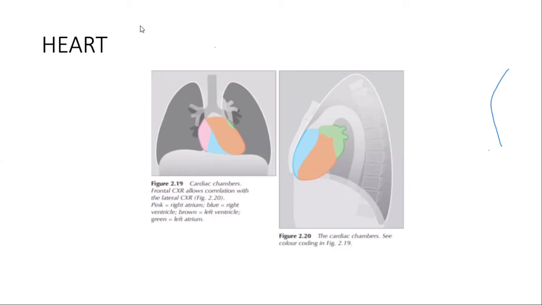So the rule is the heart shadow should be homogeneous. If there is any change in the homogeneity of the heart shadow, you will understand there is some pathology in the overlying lung, not the heart. The heart shadow should be uniform. If there is a change in the density in the heart shadow, you will understand there is some pathology in the lung.